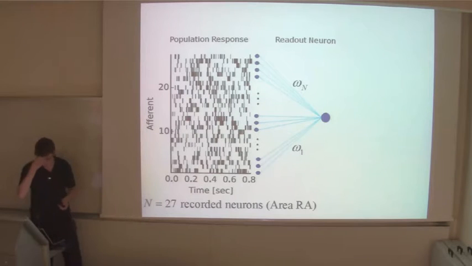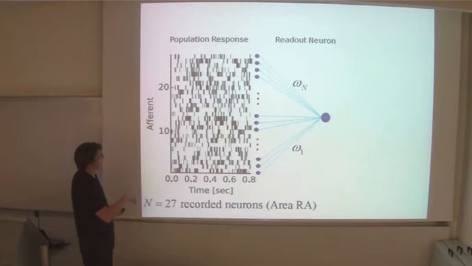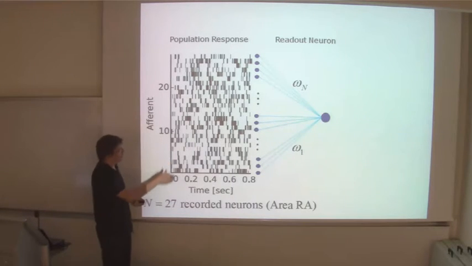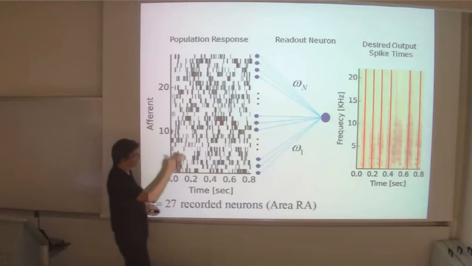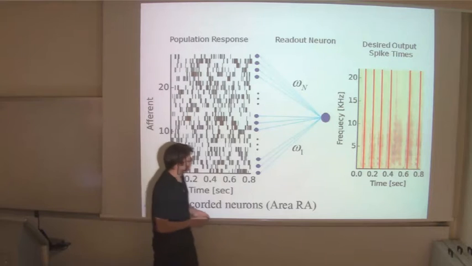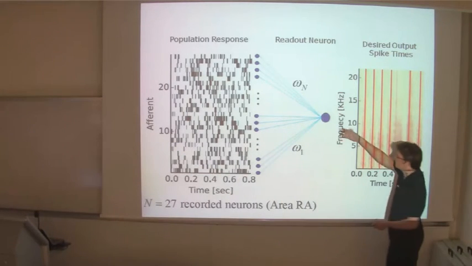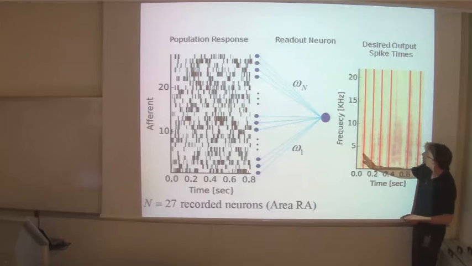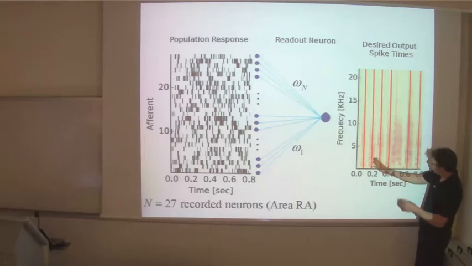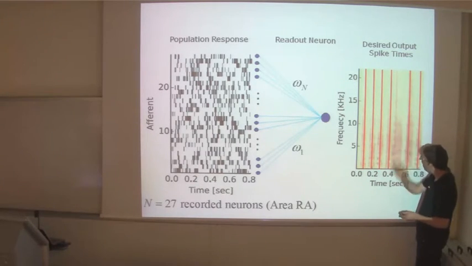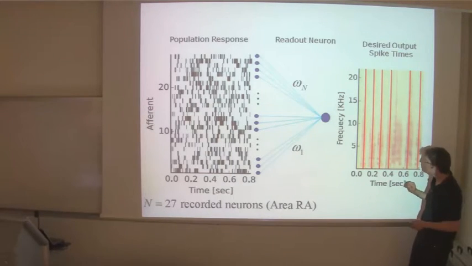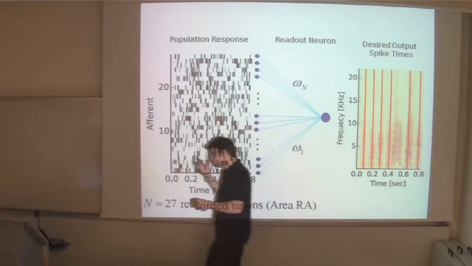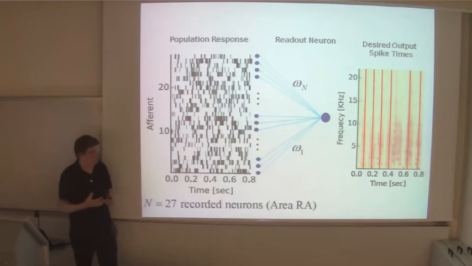The question we wanted to ask is what happens if we take these input patterns and have a readout neuron that needs to spike at specific points in time during the song. The desired output of this readout neuron would be these lines around the onsets of the syllables, or the first peak of each syllable of the song. Okay, and biologically it can be used.